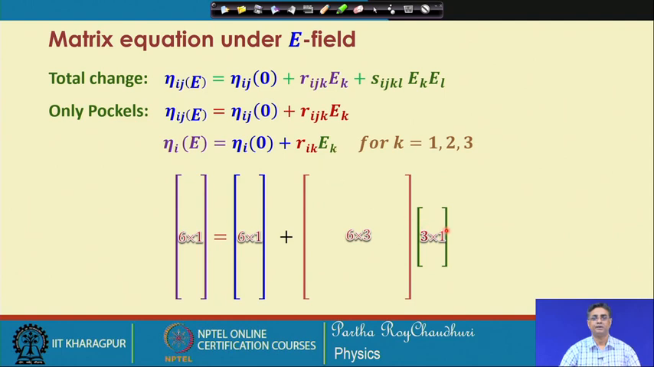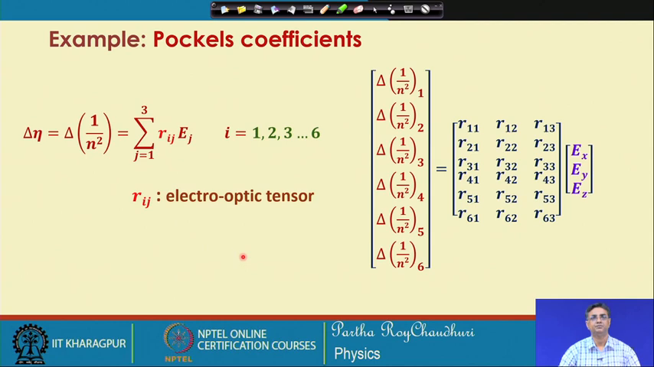If you look at the matrix equation explicitly, this will be a 6 by 1 matrix, represented by this quantity, because you have put i j equal to i only. So, this is 6 by 1, this is again a 6 by 1 matrix, but this one will be 6 by 3, k equal to 1 to 3, and this is 3 by 1, because this one is E x, E y and E z. So, this is the explicit representation of the impermeability equation in presence of the electric field, connected to the impermeability in absence of the electric field.